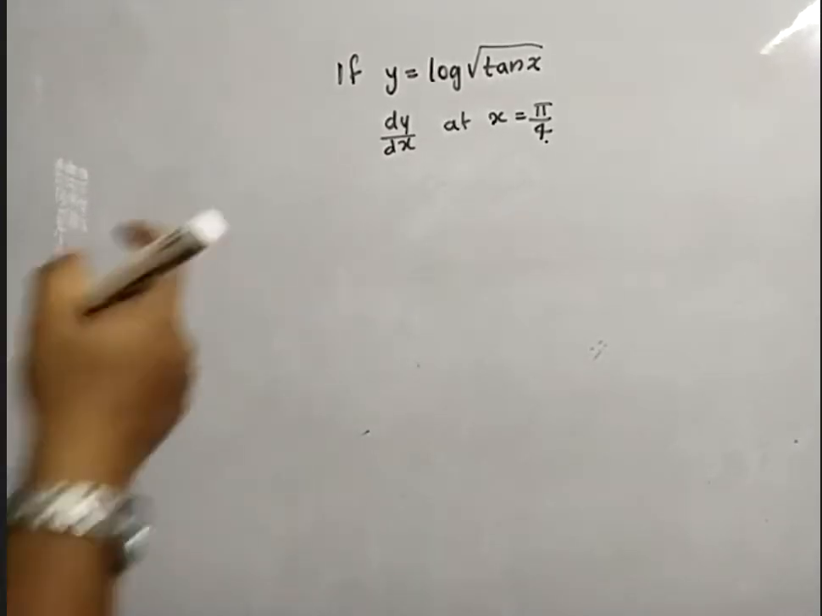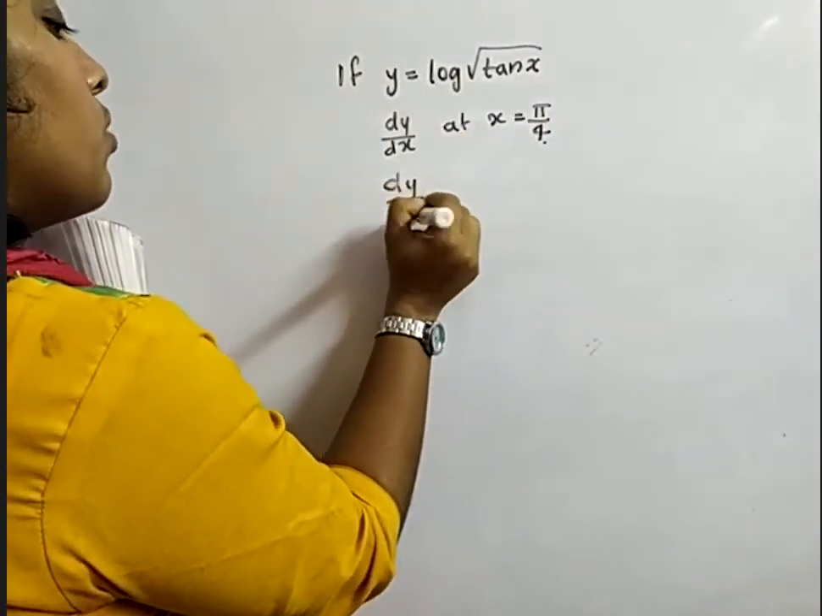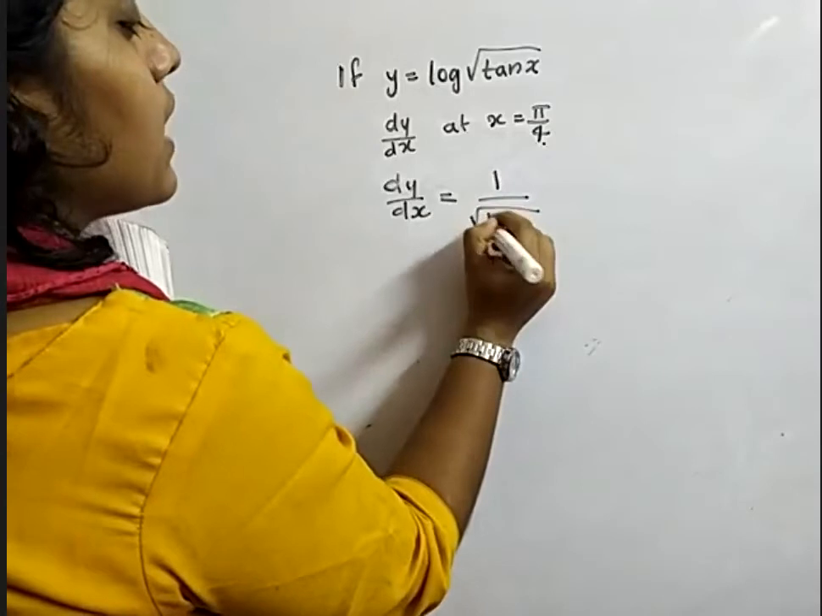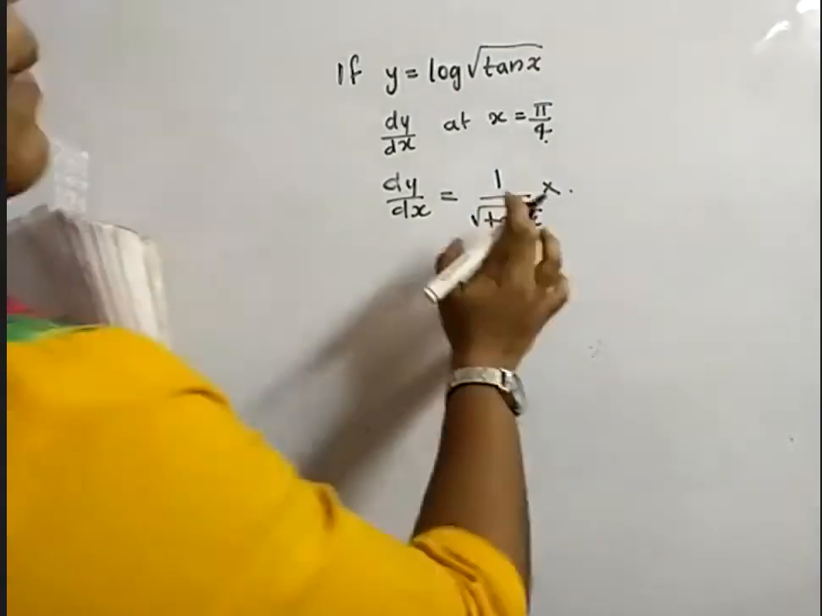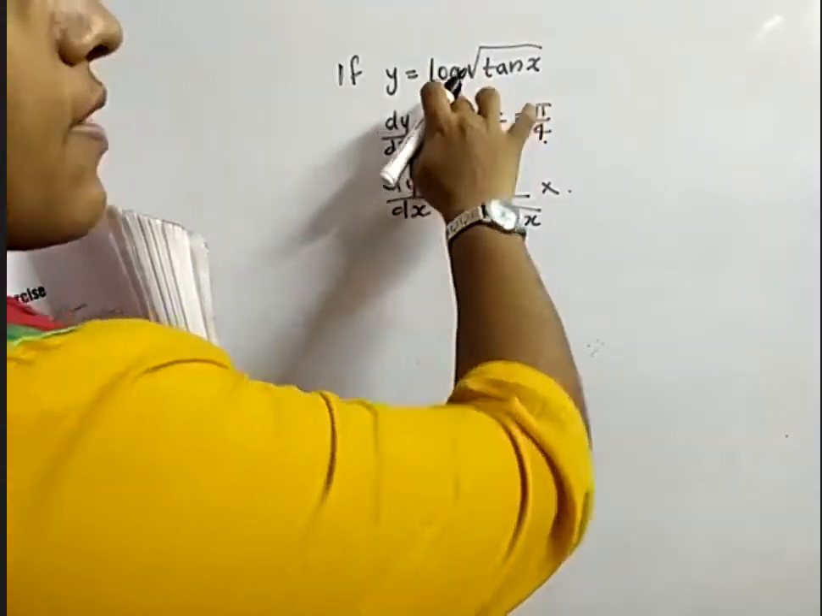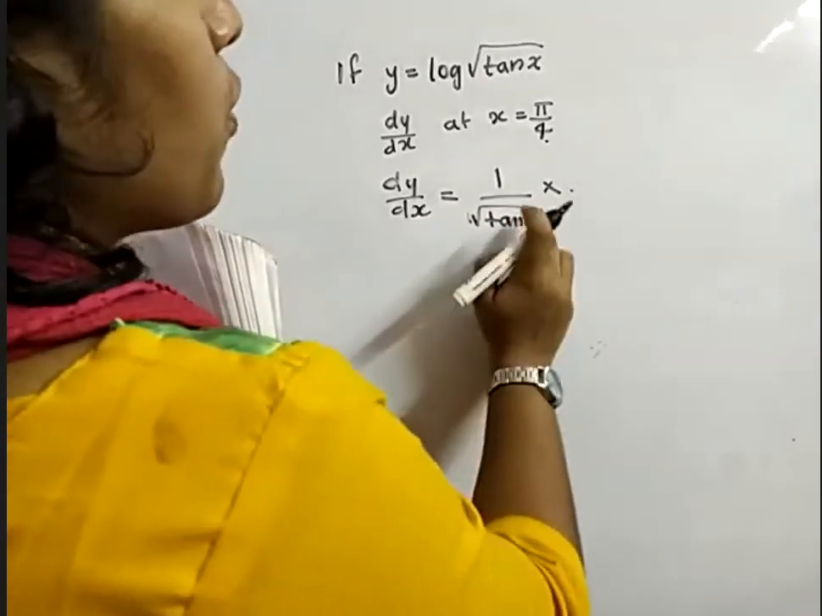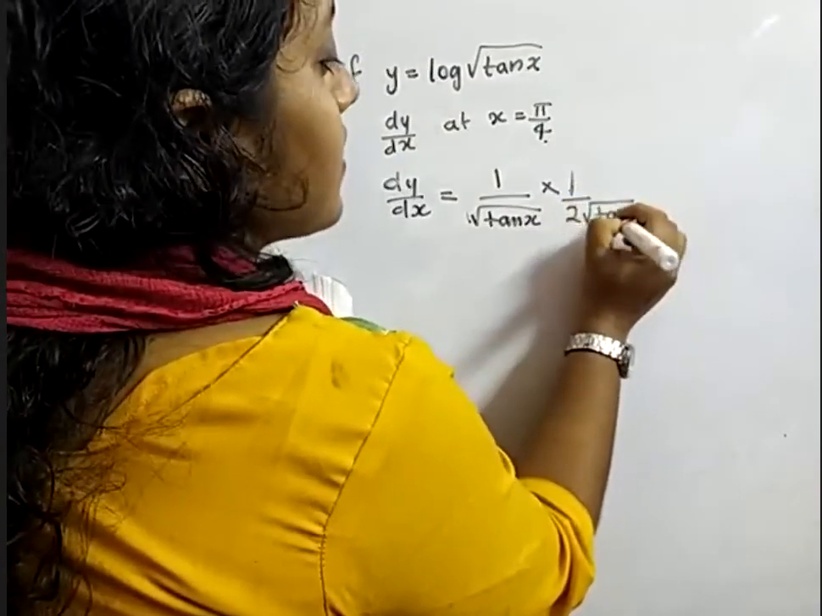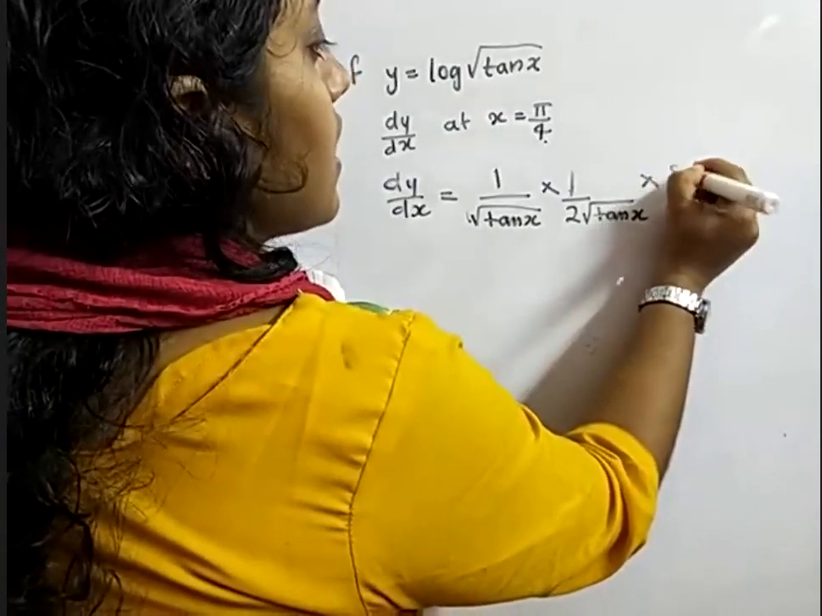How can we find? See, simply take the derivative. dy by dx is equal to, what is the derivative of log? Log x is 1 by x. So 1 by root tan x into 1 by 2 root tan x, because the derivative of root tan x is 1 by 2 root tan x into the derivative of tan x, which is sec square.